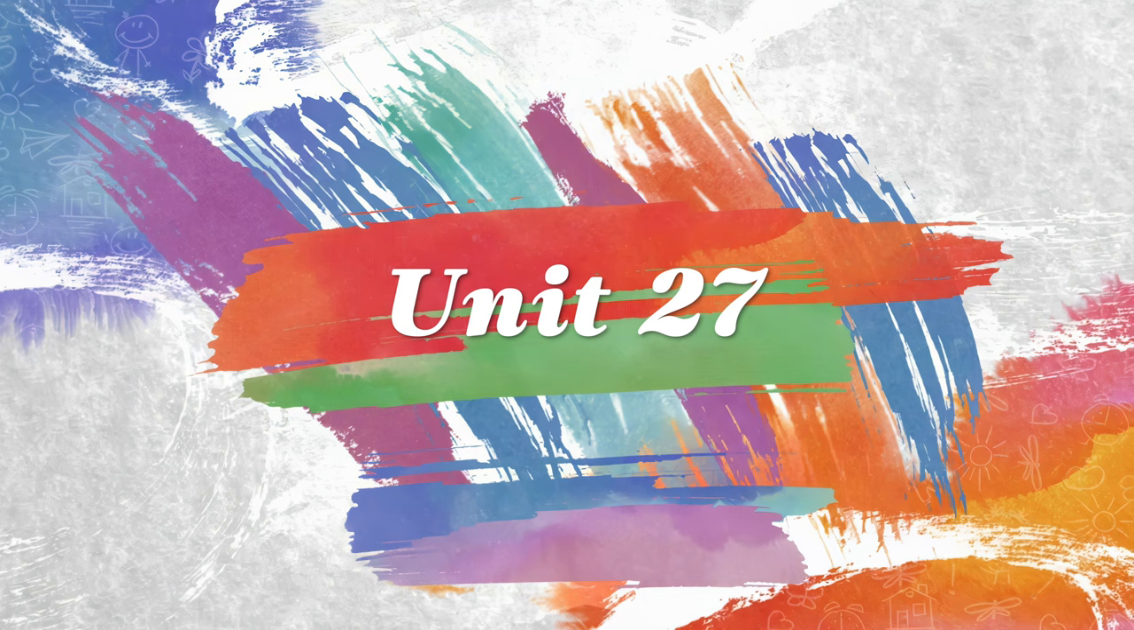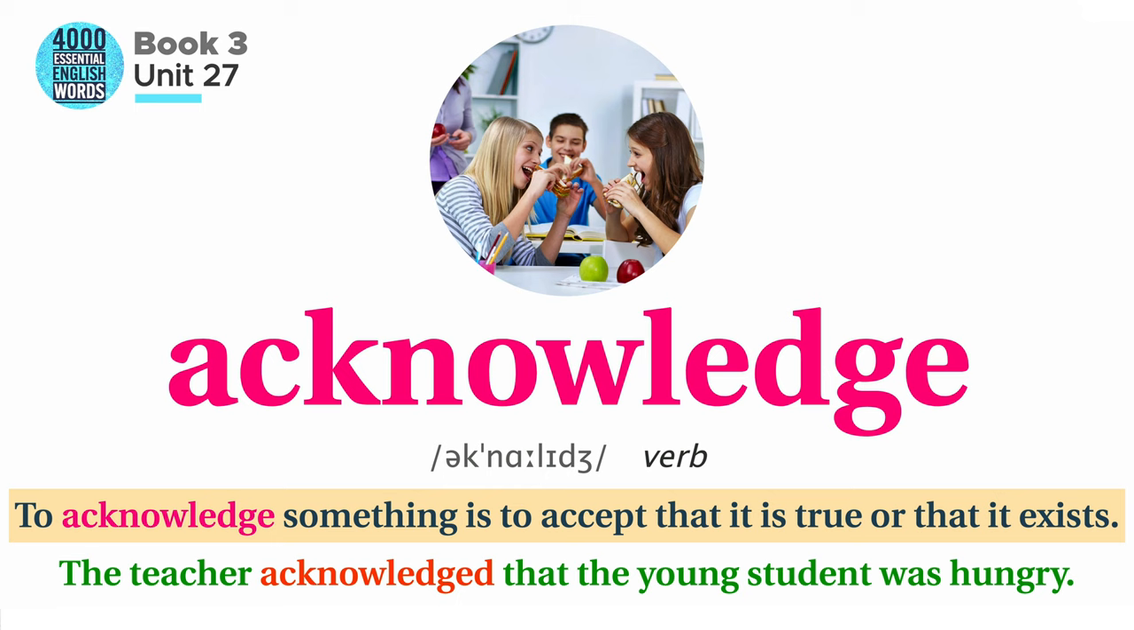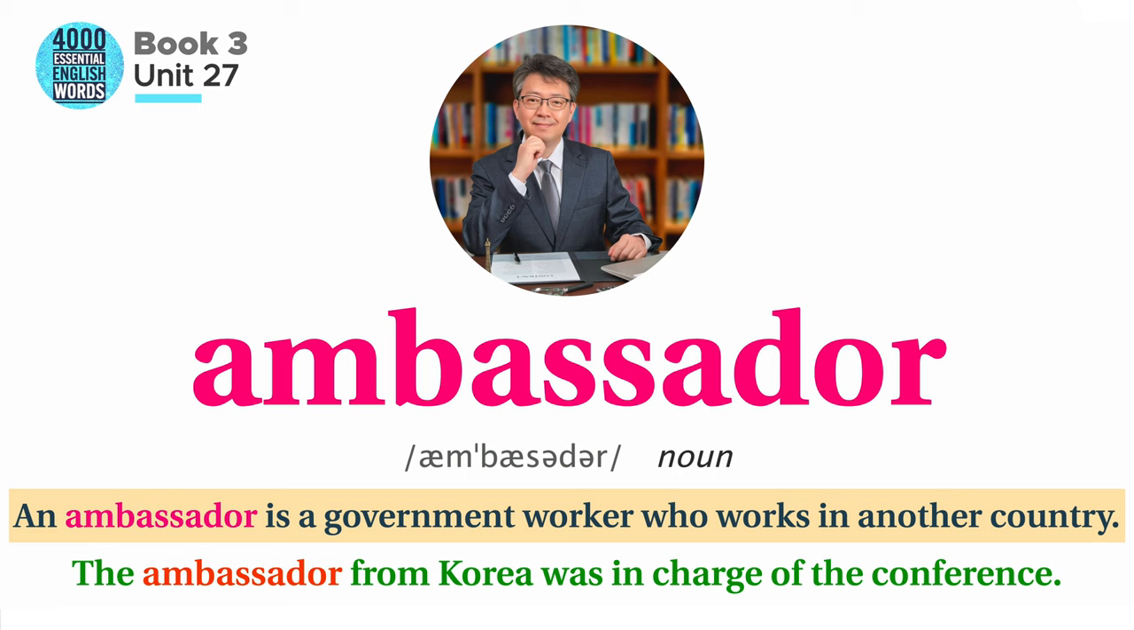Unit 27. Word List. Acknowledge. To acknowledge something is to accept that it is true or that it exists. The teacher acknowledged that the young student was hungry. Ambassador. An ambassador is a government worker who works in another country. The ambassador from Korea was in charge of the conference.